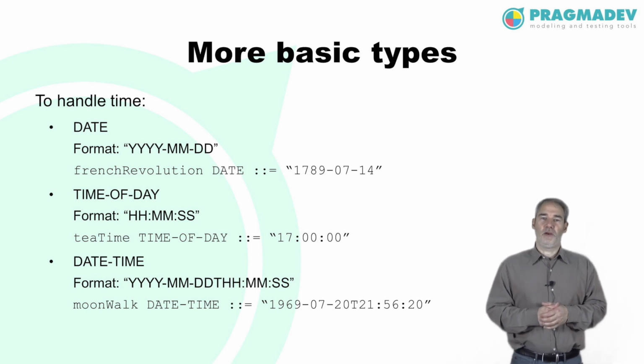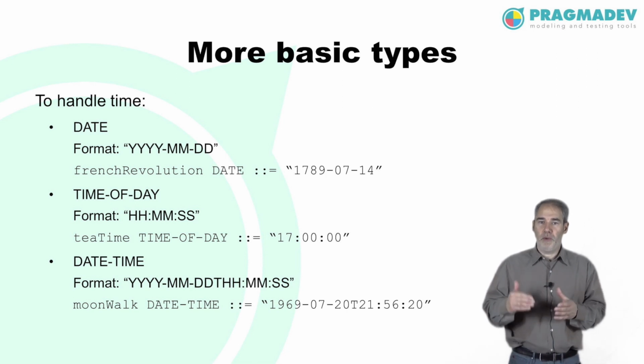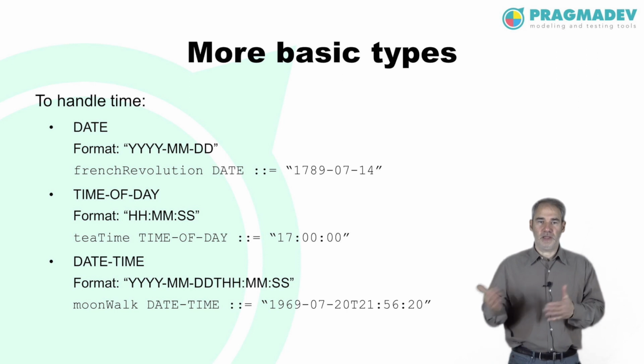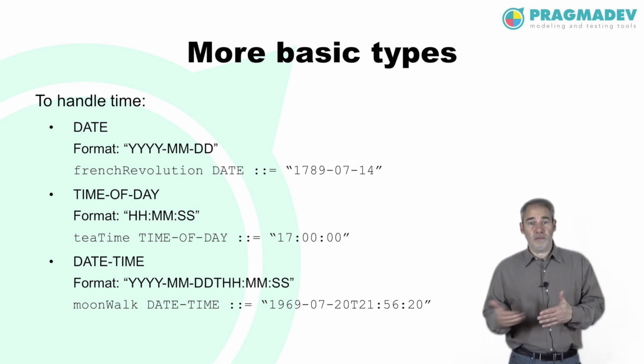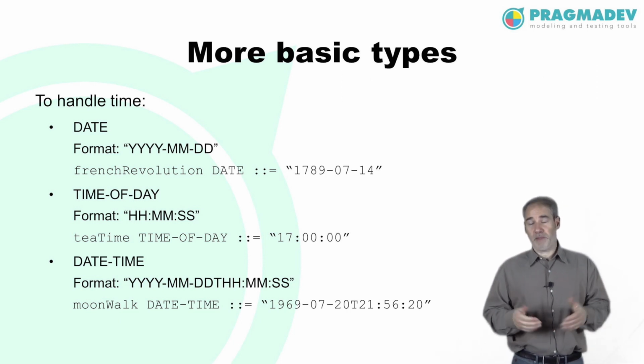Some more basic types are available to handle time. The date type returns year, month, day. The time of day returns hour, minutes, seconds. And the date time type has both of them separated by the letter T. This might become handy.